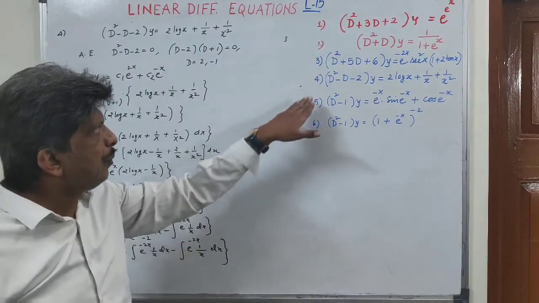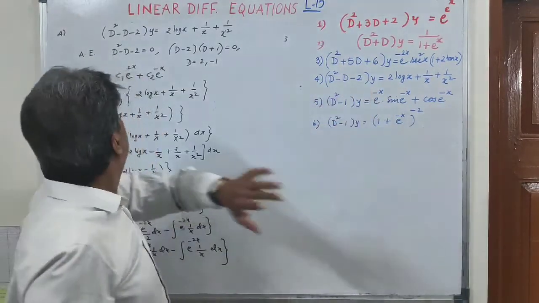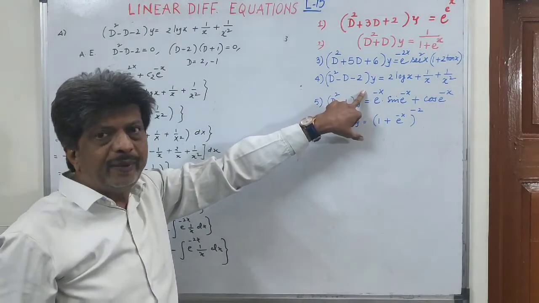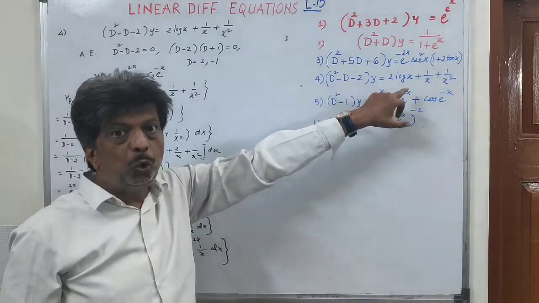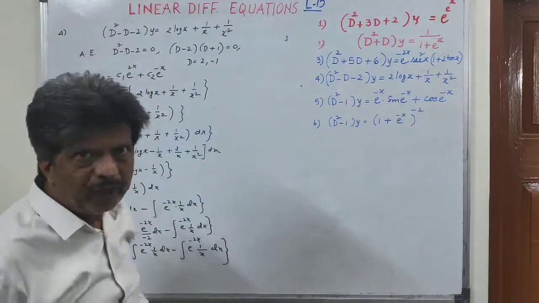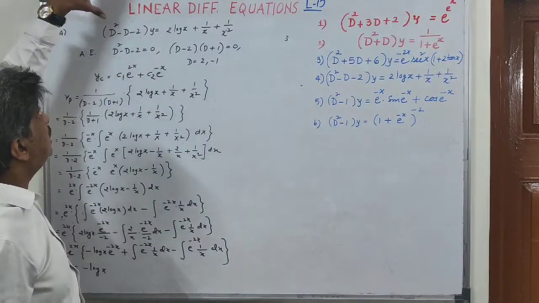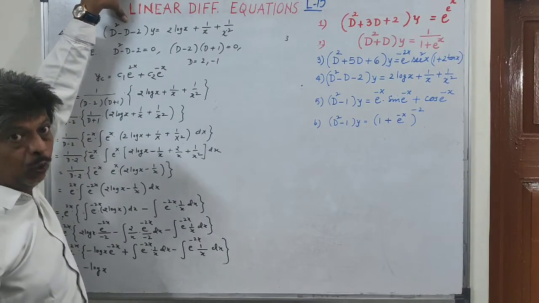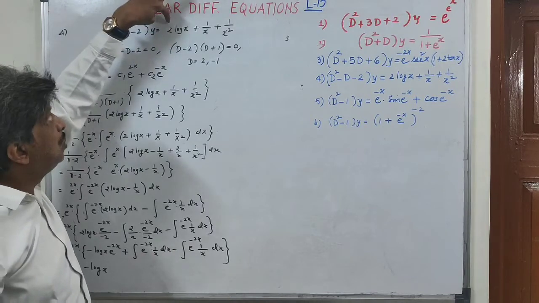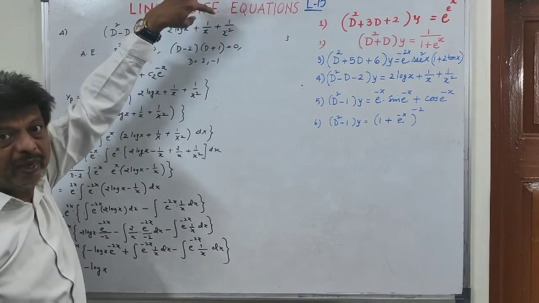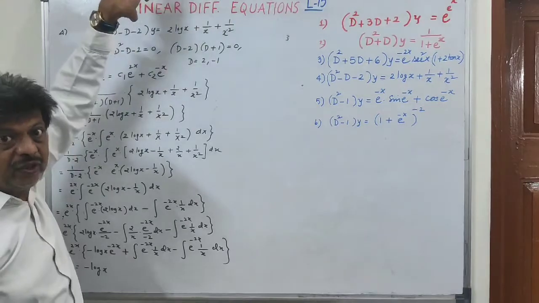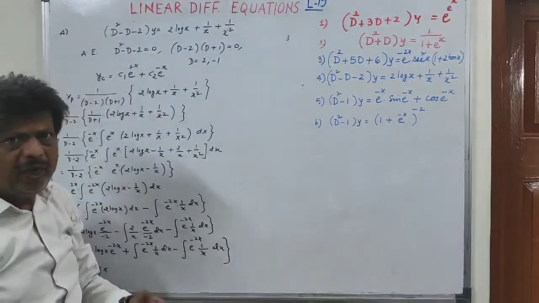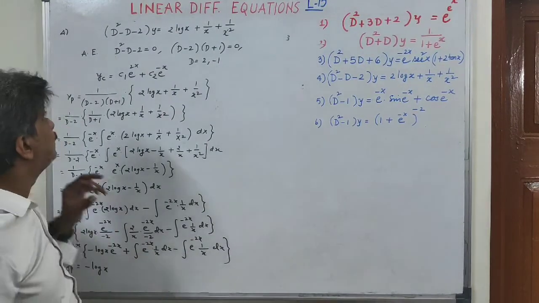Okay, now we shall take up this fourth example. D square minus D minus 2 times y is equal to 2 log x plus 1 by x plus 1 by x square. So this is f of D, that is D square minus D minus 2 in bracket, into y equal to f of x, which is 2 log x plus 1 by x plus 1 by x square. The right hand side function contains a logarithmic function. So here we deliberately use the general integral method.